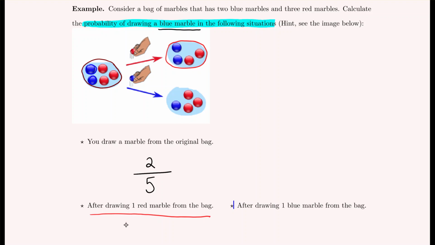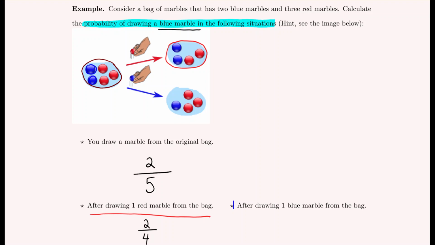So now when we calculate the probability, since 1 marble has been removed, that's going to affect our total number of marbles in the bag. For instance, there's no longer 5 marbles in the bag, but 4. 1, 2, 3, 4. And since we know that 1 of the red marbles was removed, there's still the same 2 blue marbles that were originally present. So the number of ways we could select a blue marble is still 2.